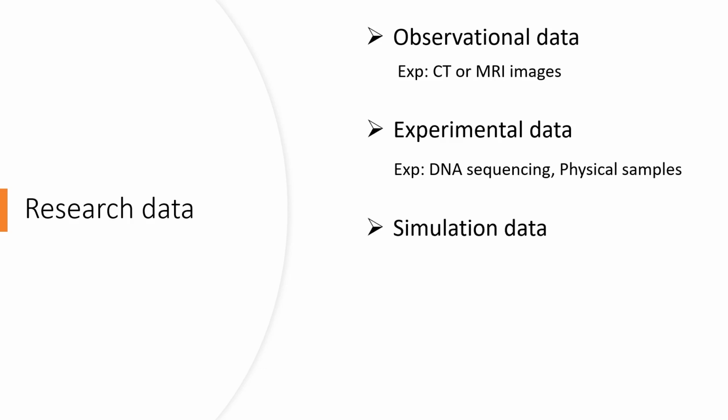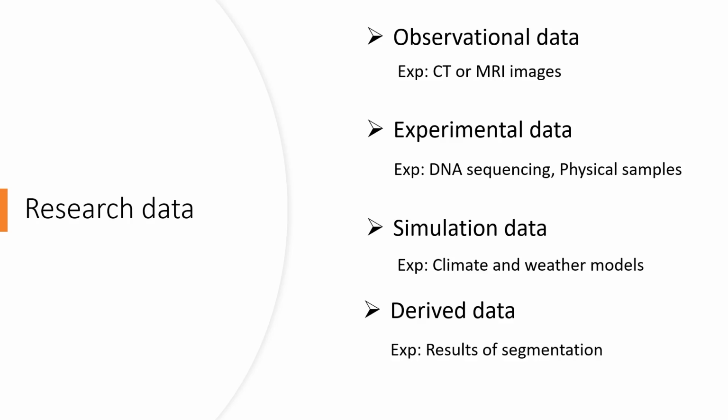Another data type is simulation data, which are generated by test models and are often used to model complex systems and processes. For example, we have climate and weather models. The last data type is derived data, which are produced by processing. For example, the result of segmentation.